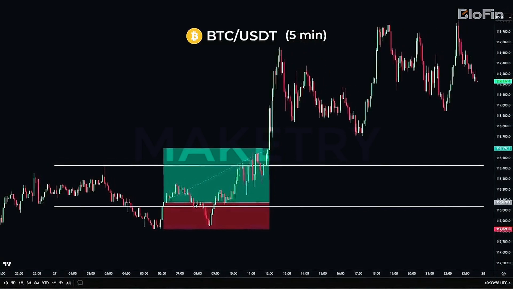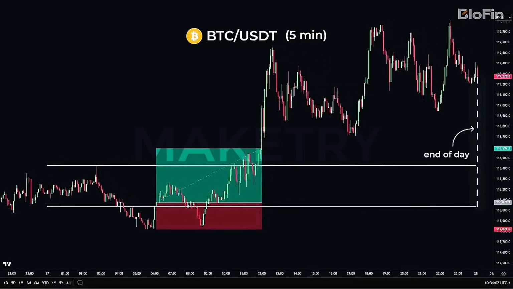However, it didn't manage to re-enter again until the end of the day. That means for this trading day there were no more valid entries to take. But even with getting just one trade today, it was a high-quality setup and we walked away with solid profits.